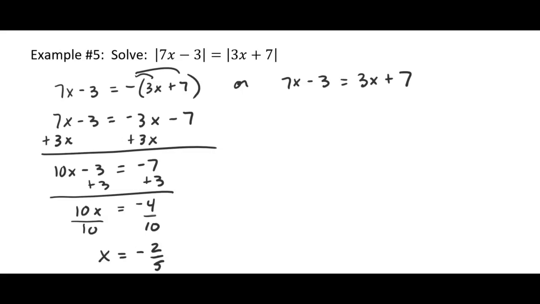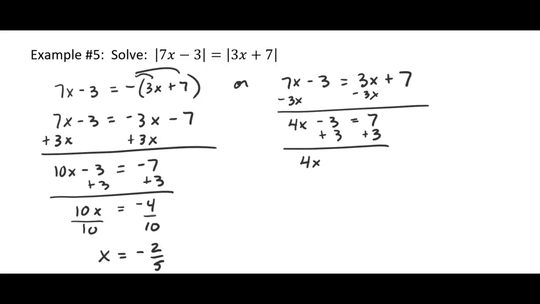And on the other side, okay, so subtract the 3x. I get 4x minus 3 equals 7. Add the 3. Then I get 4x equals 10. Divide by 4. And I get 5/2. Now, those happen to be opposite reciprocals, which is just kind of a fluke. It's the numbers that they picked. That's why it's doing that.